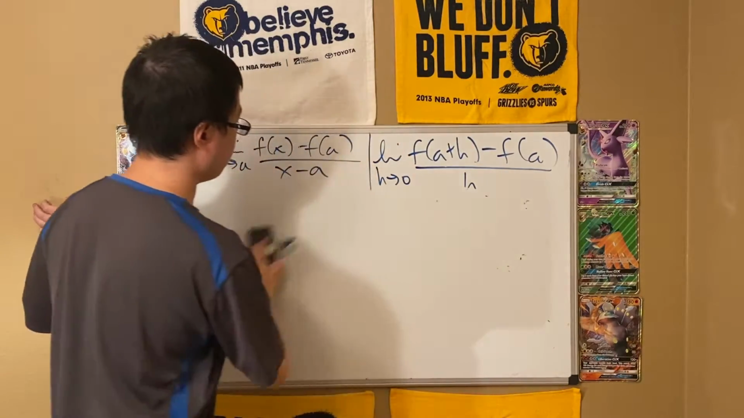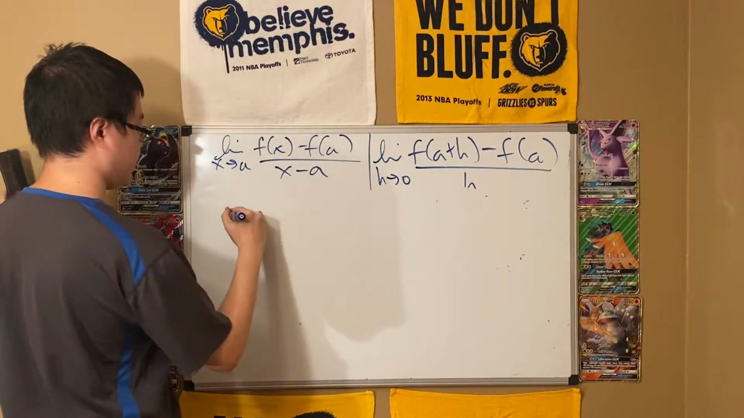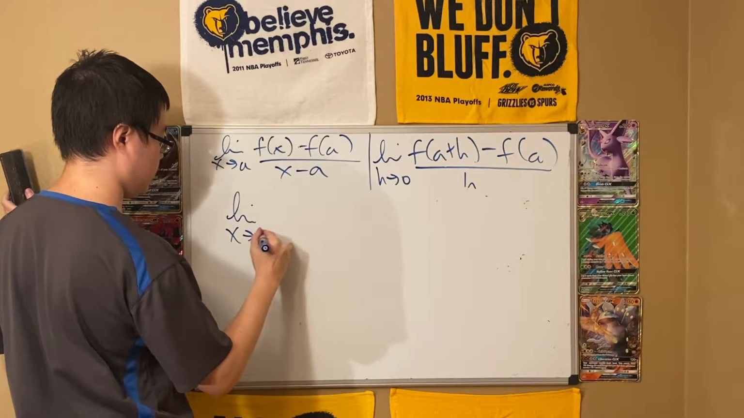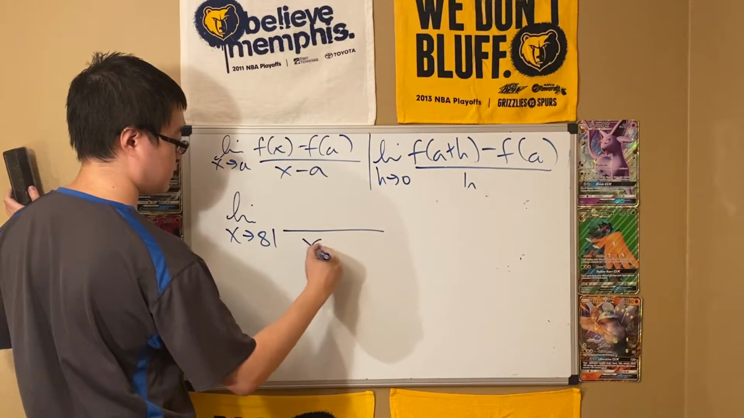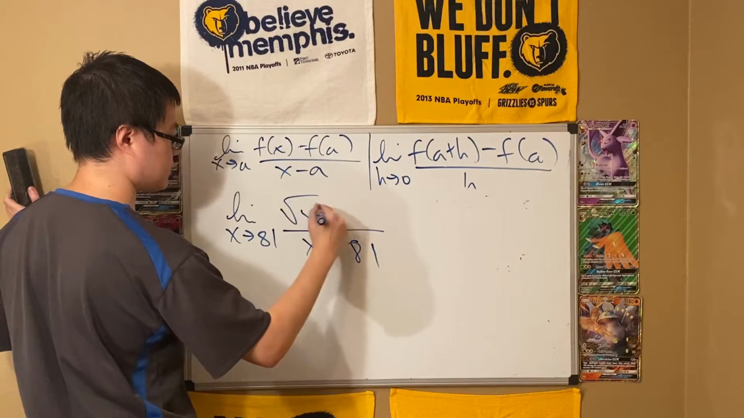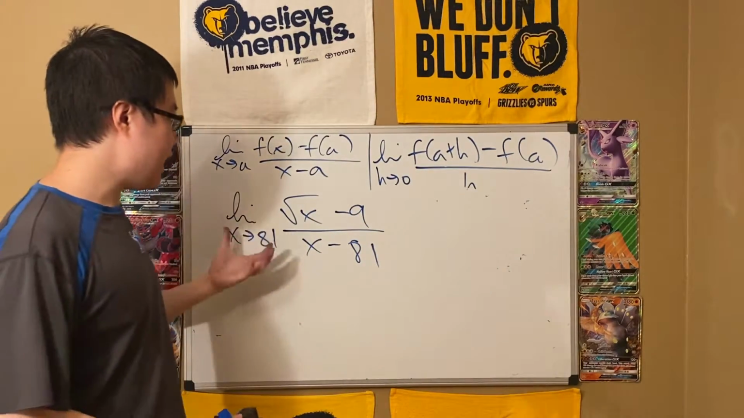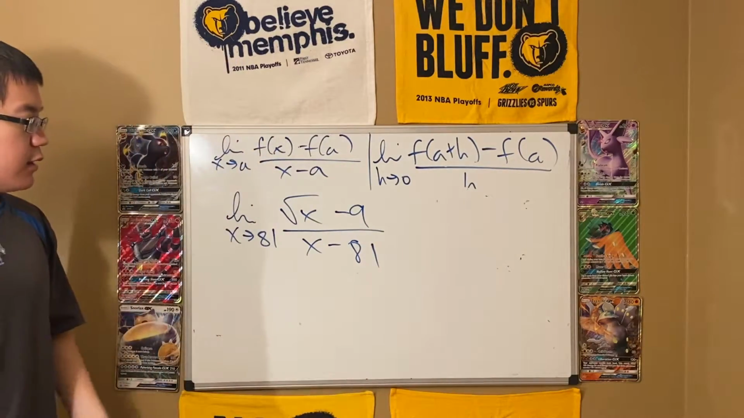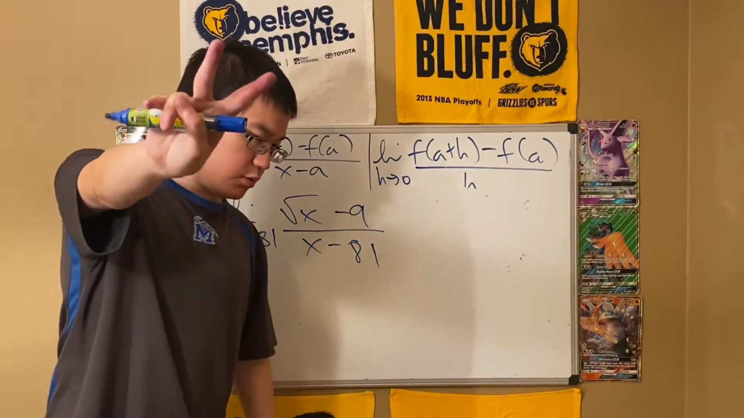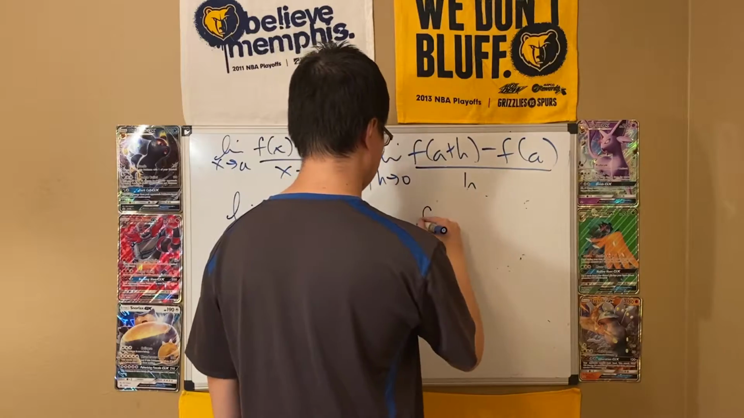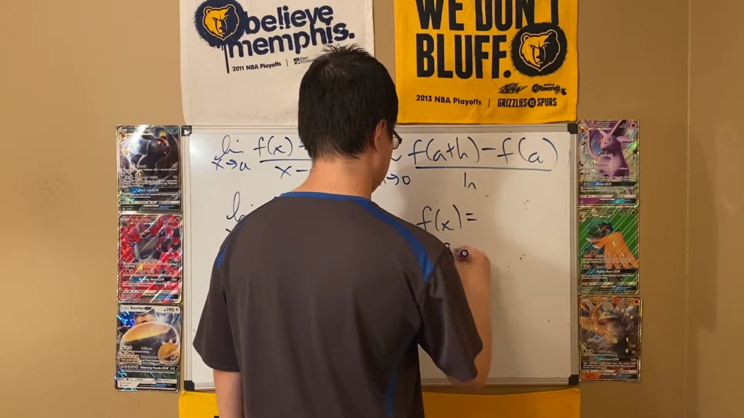Let's do one with a square root. So I'm going to do limit as x goes to 81 of square root of x minus 9 over x minus 81. Again, we have a non-h way, so it shouldn't be too bad. Let's identify two things, just two: function and a.